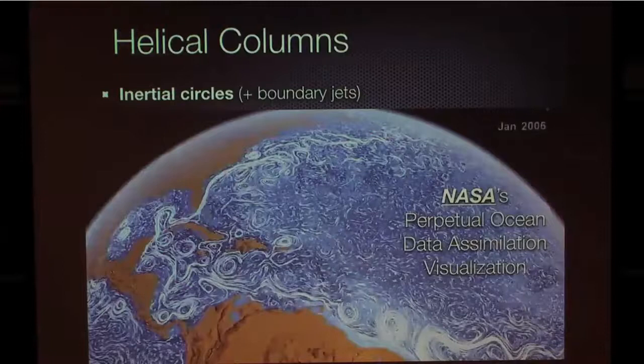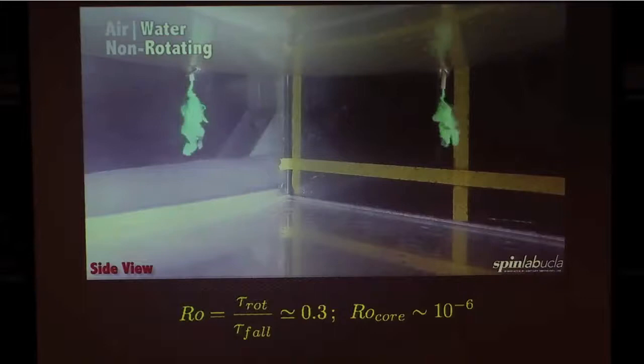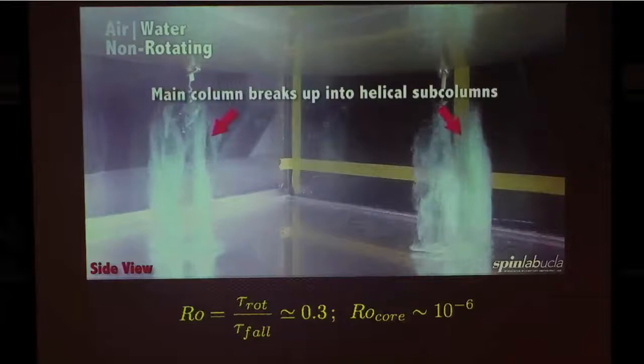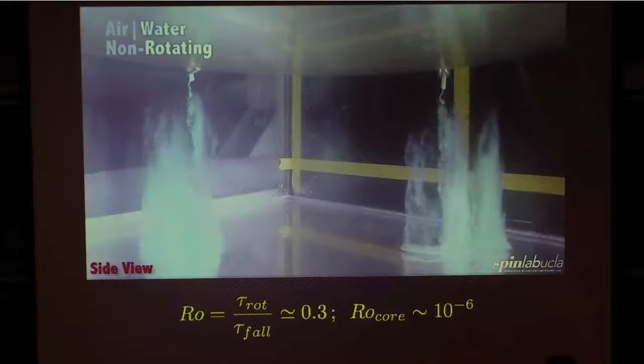Okay, so now let's look again at this movie. We crank in some density anomaly. It falls. Can you see any swirling? Watch where it hits the bottom. Any net swirl? A little bit. It's kind of hard to see, actually. But these are helices. I'm going to try and prove it to you one more time.